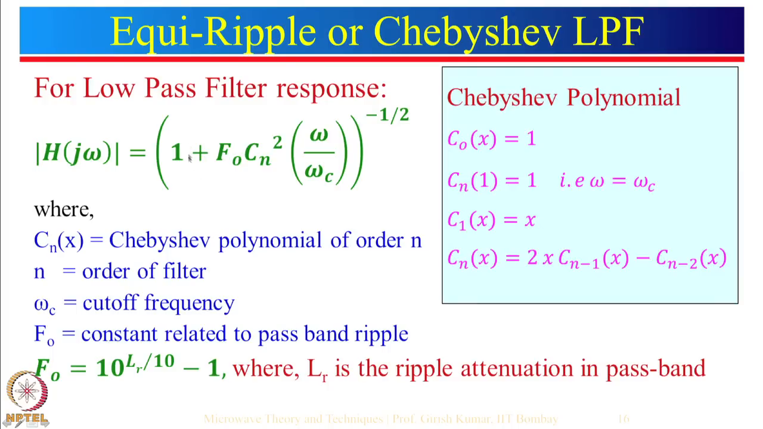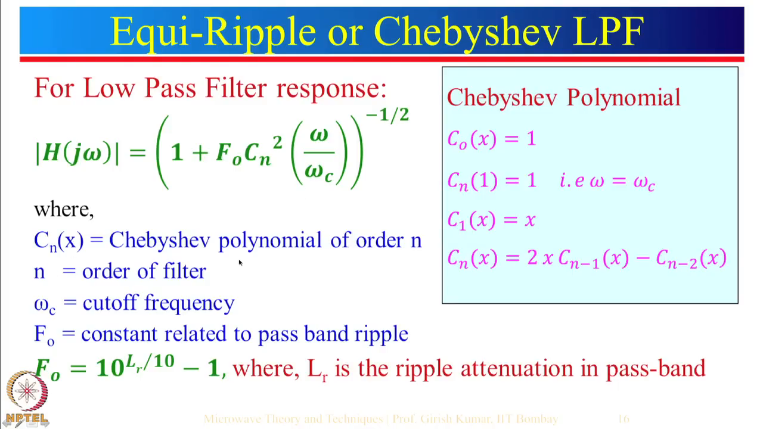In the case of Butterworth, this expression was 1 plus omega by omega c to the power 2n, but here we have an f0 component as well as a Cn square component, which is Cn square of omega by omega c. Okay. So, this is not really coming as omega by omega c, but it is a function over here. Let us just look at what these different things are here.